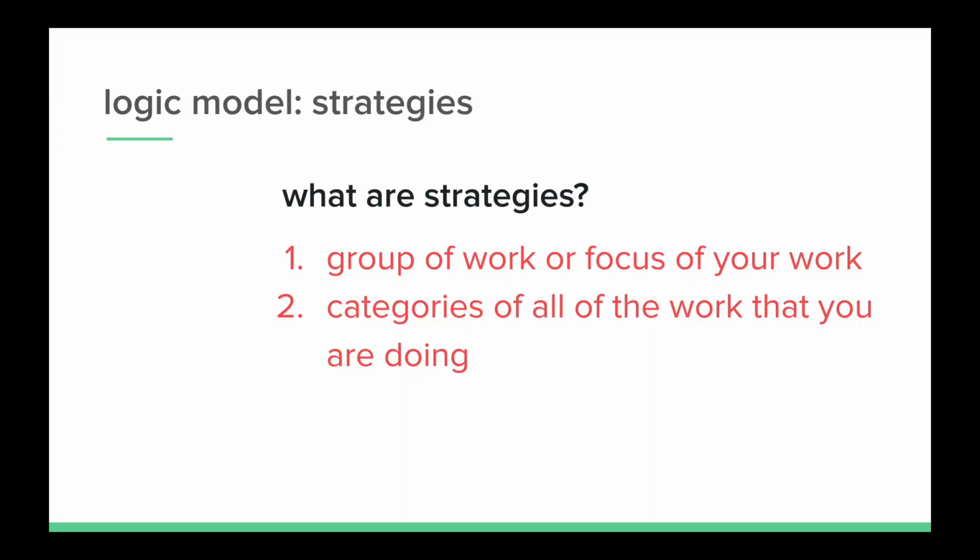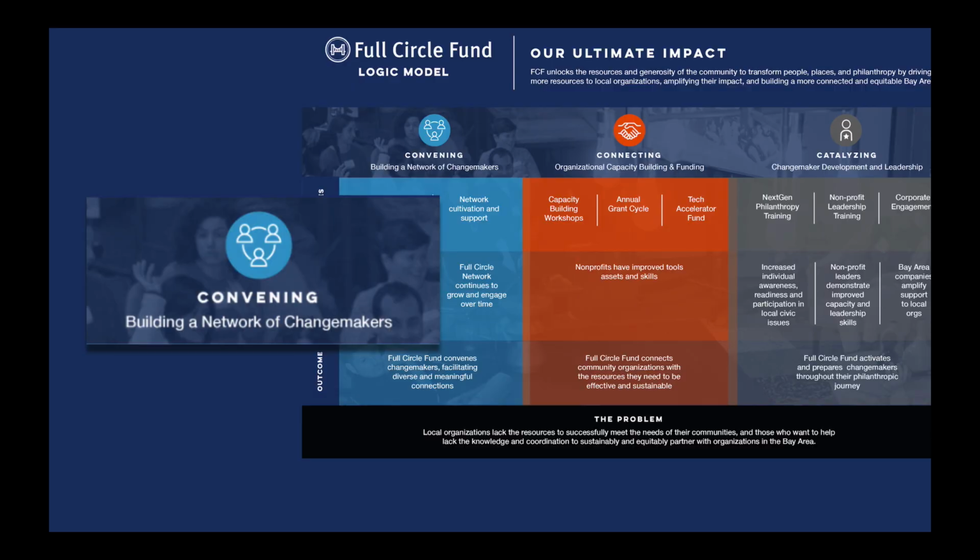So, what are strategies, right? We just kind of hit on this a little bit. Strategies are groups of work or focus of a particular type of work. It's categories of all of the work that you are doing at your organization. So sometimes you can think about it in terms of categories, sometimes you can think about it in terms of groups. I'm going to focus in on the Full Circle Fund logic model right now to give you an example.